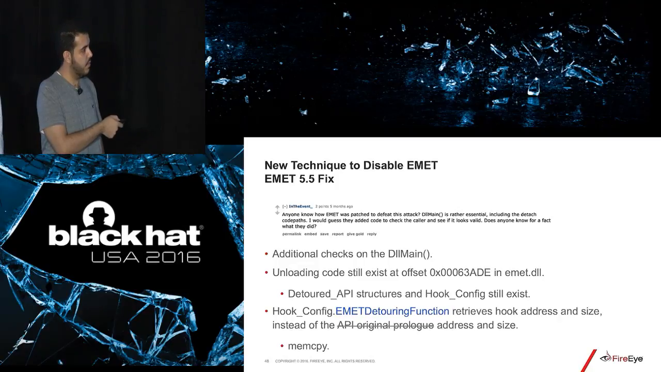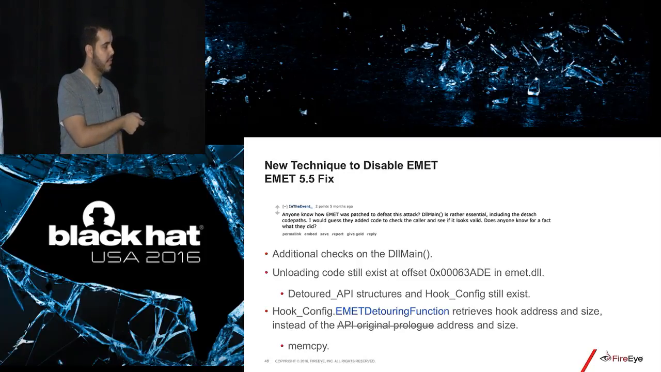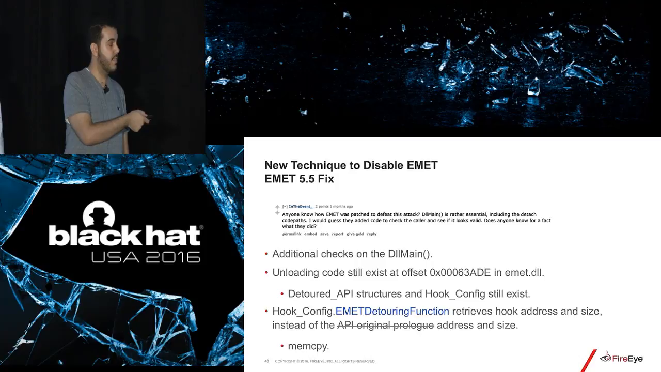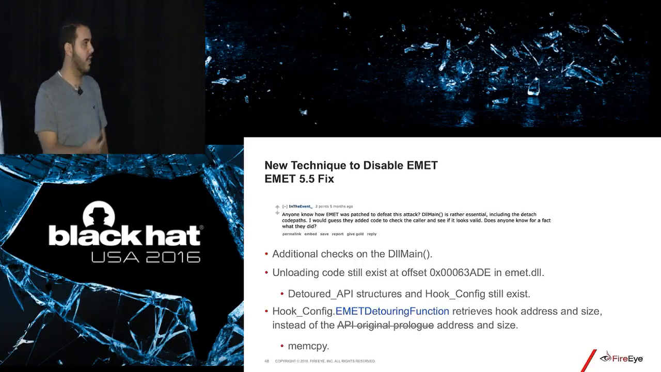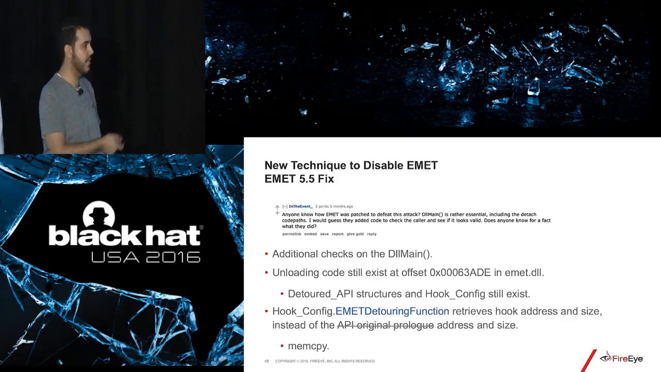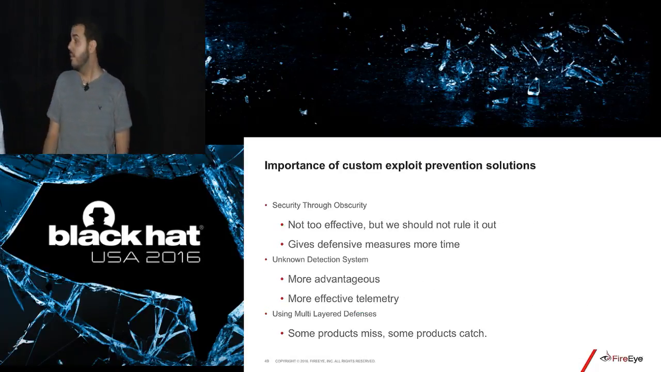Also, I found that the unloading code is still there at a different offset of the EMET DLL. The detoured API structure and the hook config structure that we discussed still exist, but they are ineffective because of the fix. The actual fix was pivoting this pointer, which was used in the previous version of EMET to retrieve the address and size of the original prologue. Right now it points to the hook address and the size of that hook. So even if one could succeed in calling this memcpy and defeat all of the additional checks, it would result in rewriting this hook rather than removing it. And this is how they fixed it. Yeah. All right.